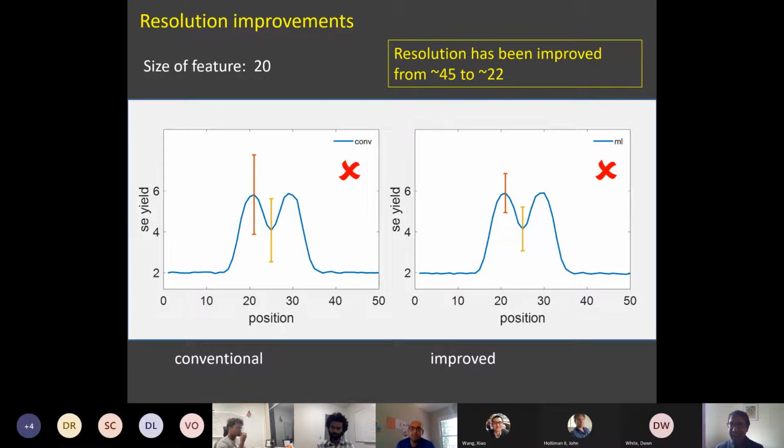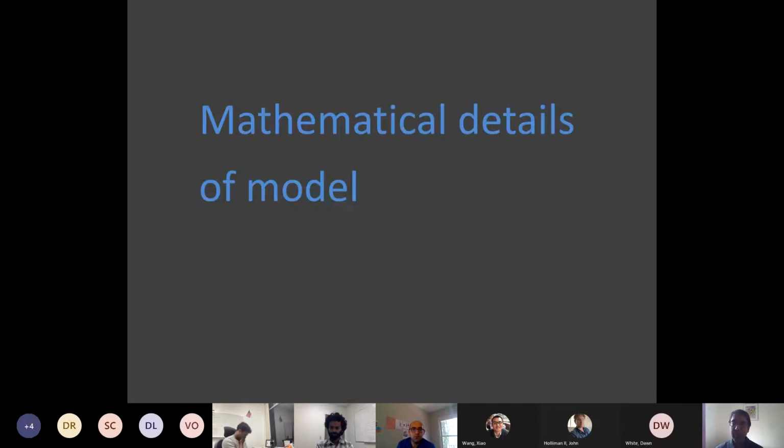So this is how I want to tie a reduction in mean squared error, or a reduction in variance if all the estimators are unbiased, to an improvement in resolution. Now let's get into some of the details behind why I believe this is possible. All right, so I'm going to now add in some mathematical modeling and analysis.